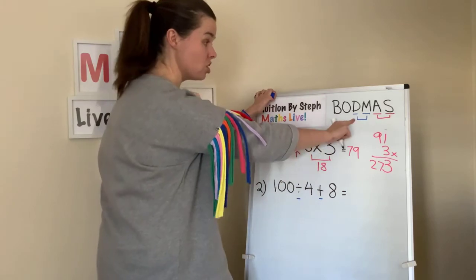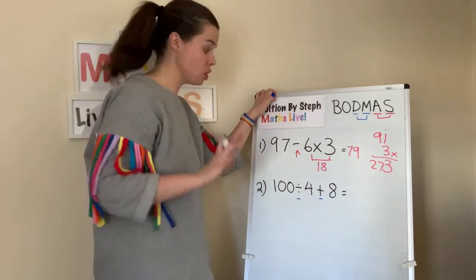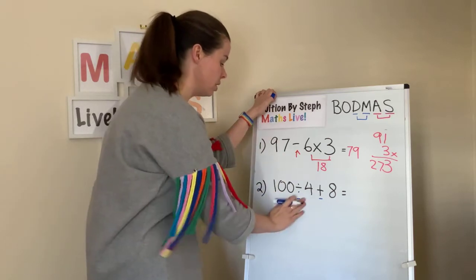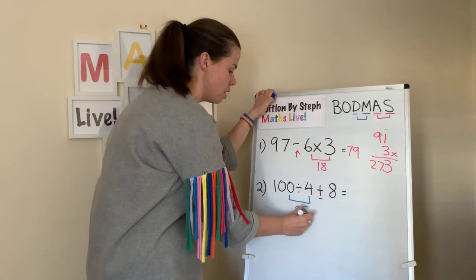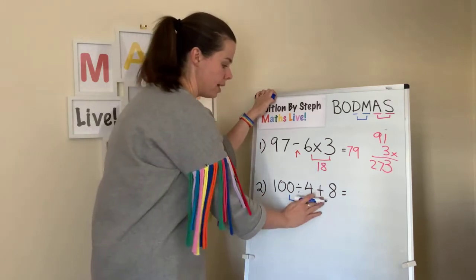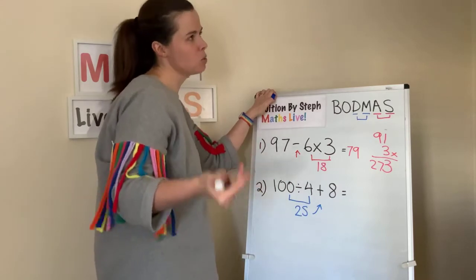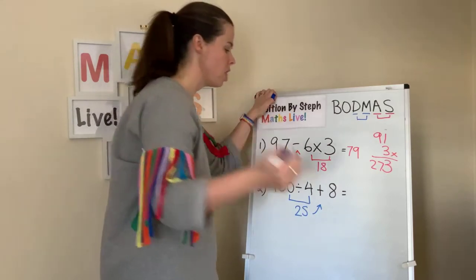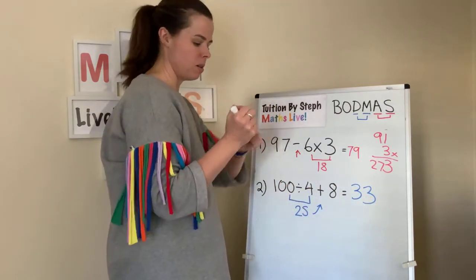Now, the bottom one, we've got division and we've got addition. Okay, well, division and addition, it's actually already in the right order. It's great. We don't need to chop and change anything. So we do 100 divided by 4, and that's 25. And then we add on our 8, 25, 26, 27, 28, 29, 30, 31, 32, 33. There we go.